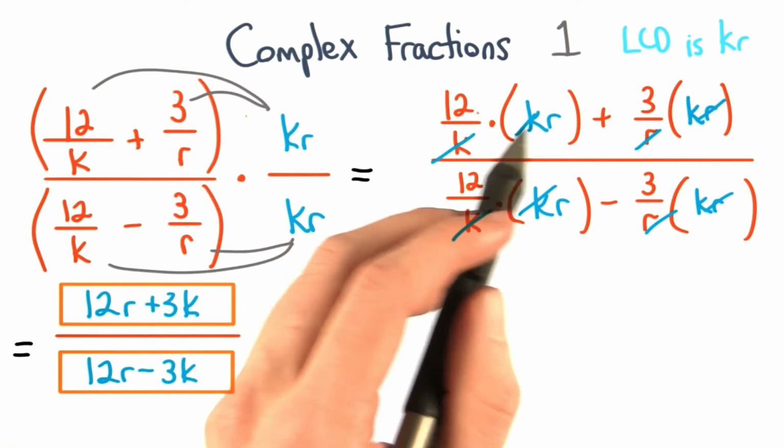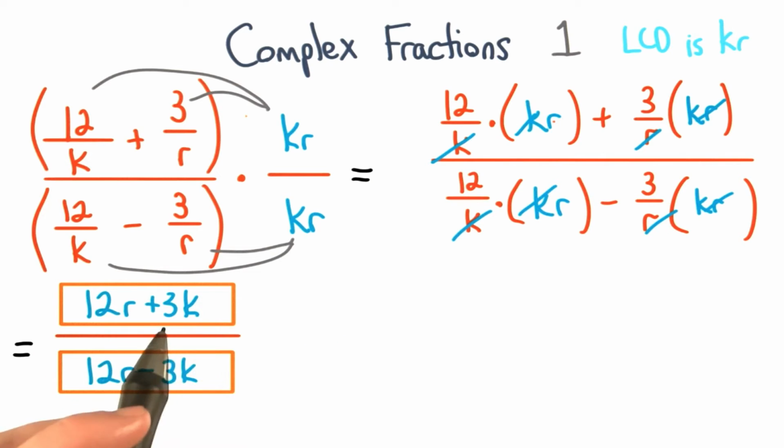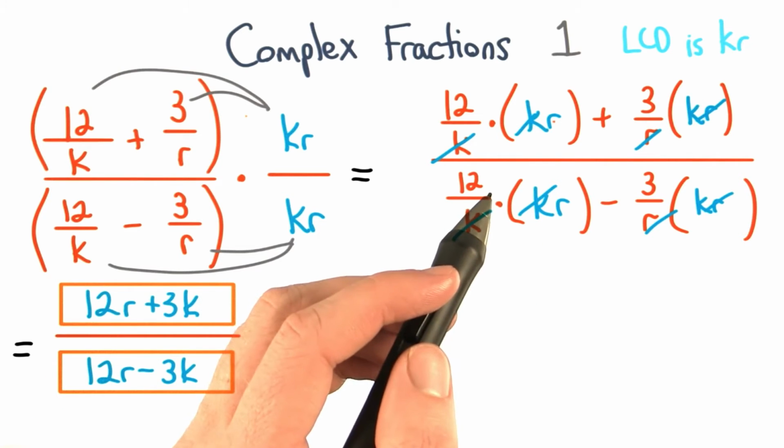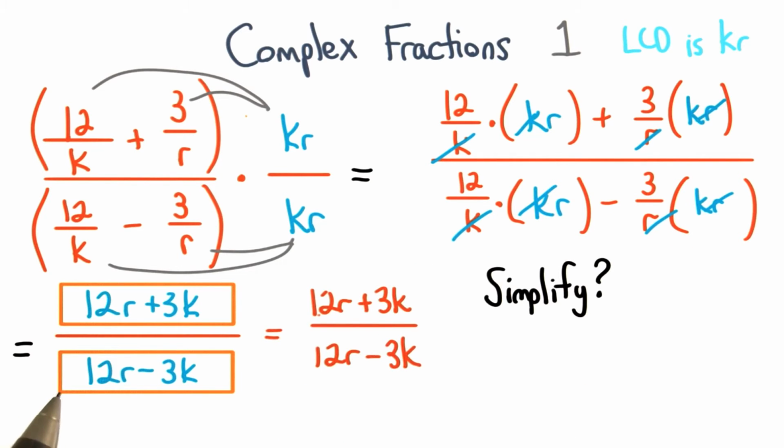So we're left with 12 times r, or 12r, plus 3 times k, or 3k. For the denominator, we're left with 12 times r minus 3 times k. Then we should always ask ourselves if we can simplify our answer. I've rewritten it here so we can see it better.